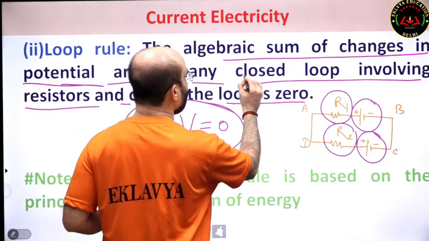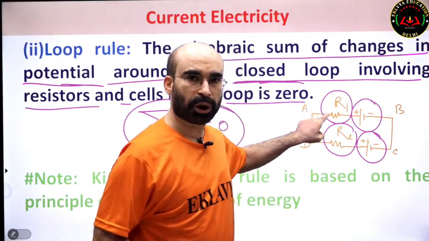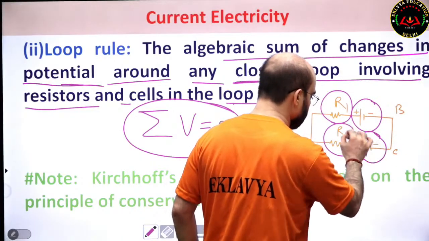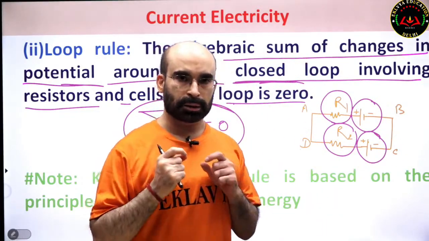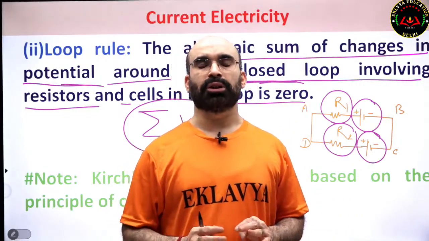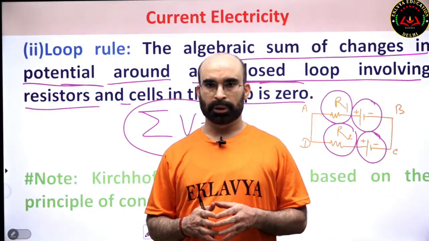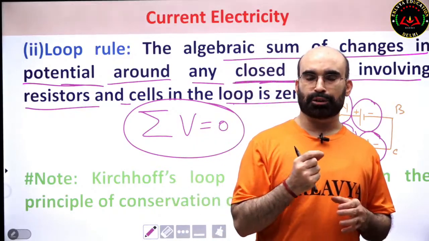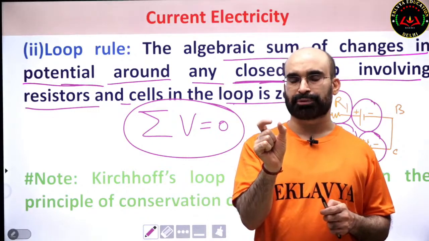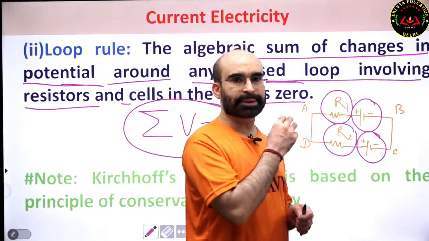So we need to understand this closed loop. What did we observe here? The potential difference of this plus this plus this plus this. In a closed loop, the net potential difference, the algebraic sum of potential differences, is 0. So individually we need to measure the potential difference across each of the electrical components connected inside the loop.